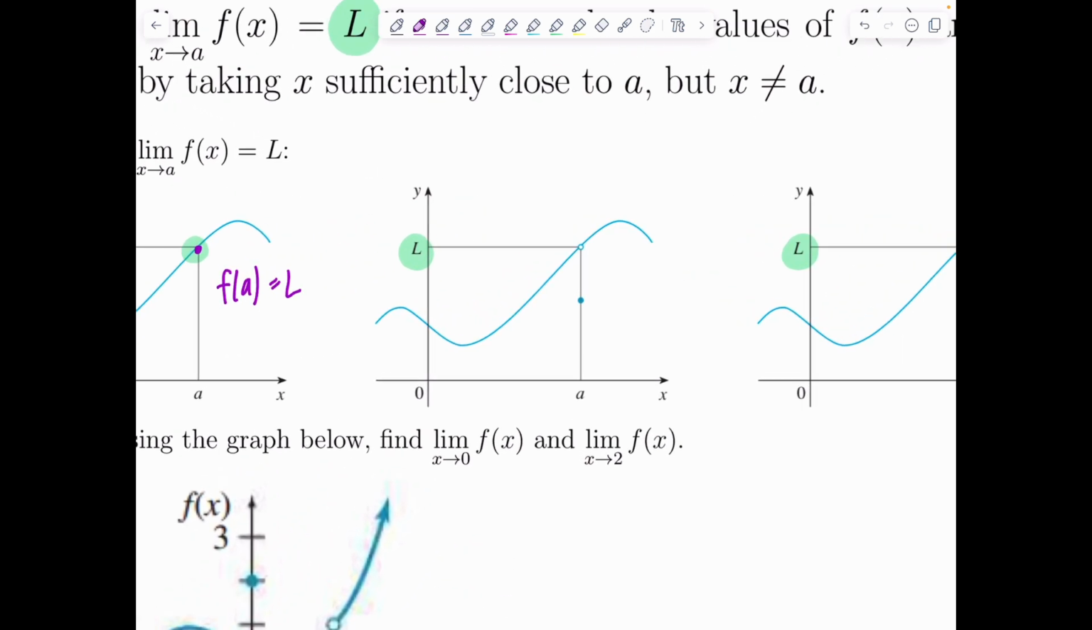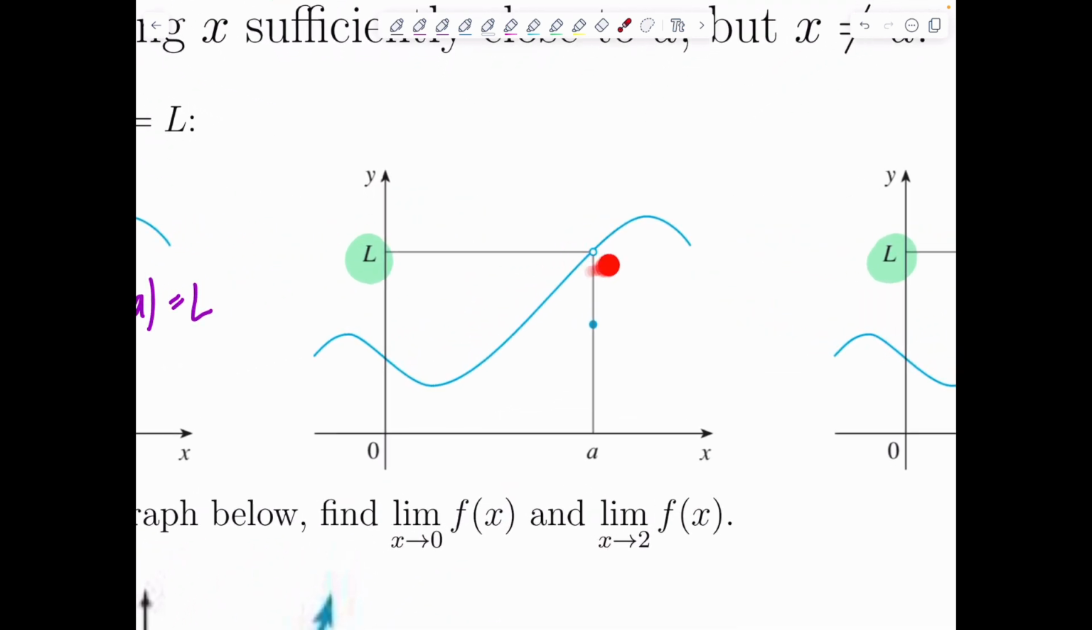Notice, let me zoom in. There's an open circle. So the function is not defined to be L when x is equal to a. In fact, if I said, what is f of a equal to? Well, it's equal to whatever the y value is right there. Let's call it m. So I'd say f of a is equal to m. But we're not interested in what the actual y value is when we're talking about a limit. The idea of a limit is, where are you heading? What is the y value that you're approaching when you're actually walking on the graph?